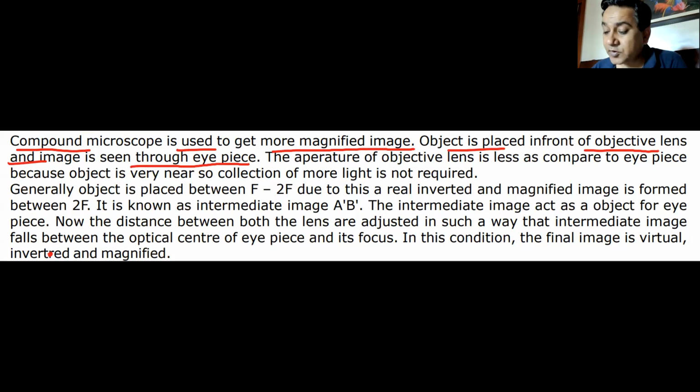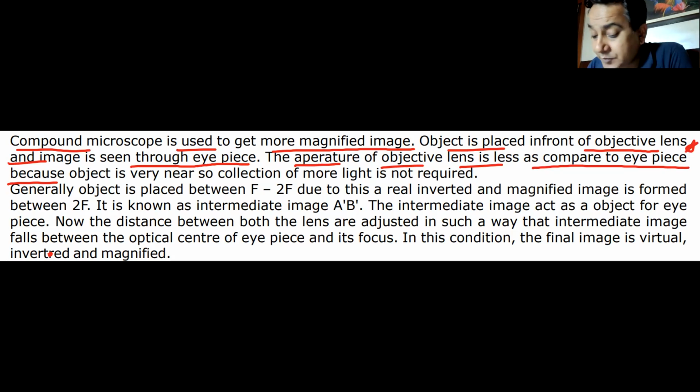The next very important point is the aperture or the focal length of the objective lens. Remember, objective lens is small, eyepiece is bigger. The aperture of the objective is very less as compared to the eyepiece because the object is very near. So the objective lens is very small and the eyepiece is very large. This is one important point that you must remember: objective is small, eyepiece is large.